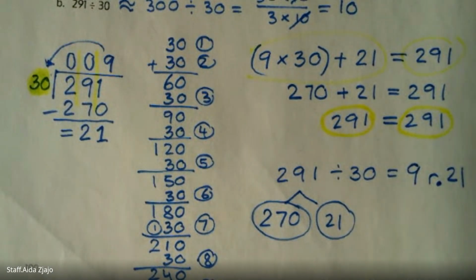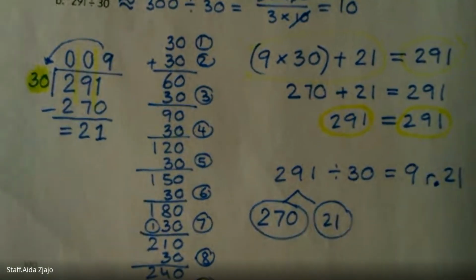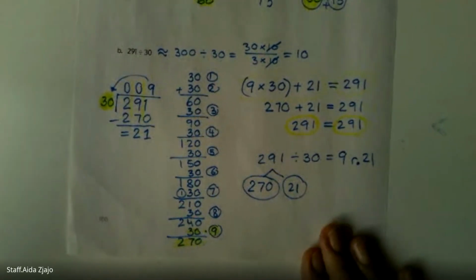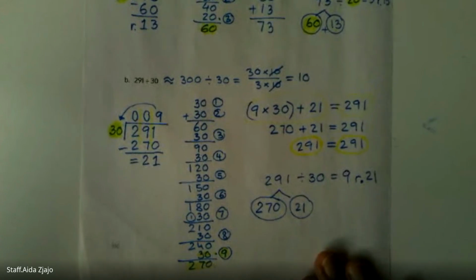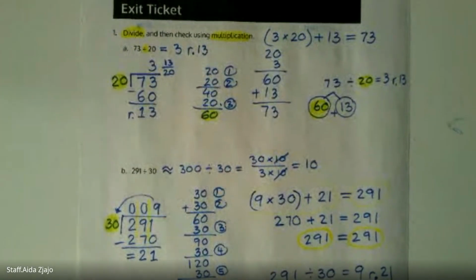That was exit ticket lesson 19, mission 2, 5th grade. Let me see if I can make it smaller so you can see all the work. Yep. Okay, so that was that one, and then the one before was this.